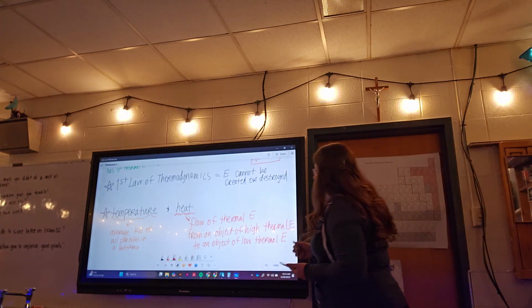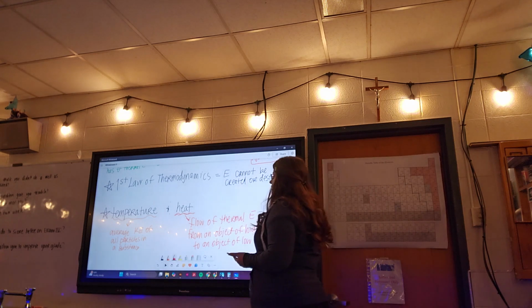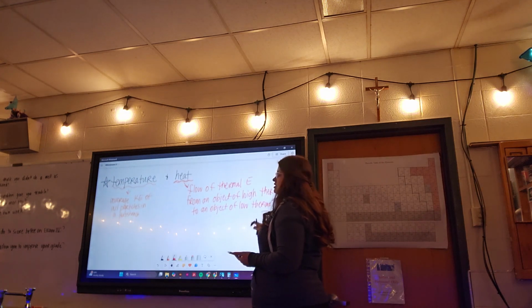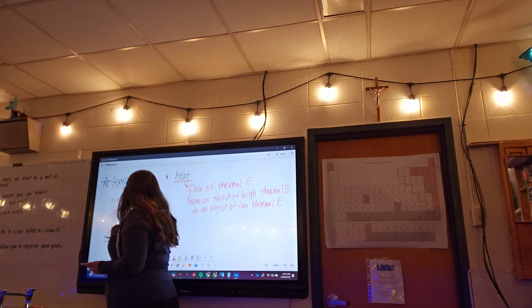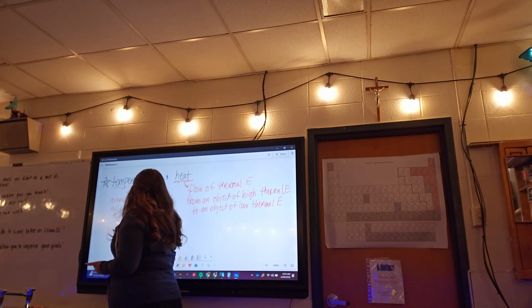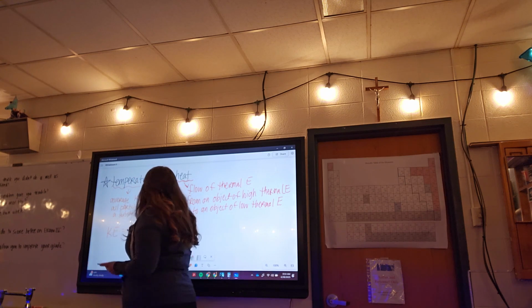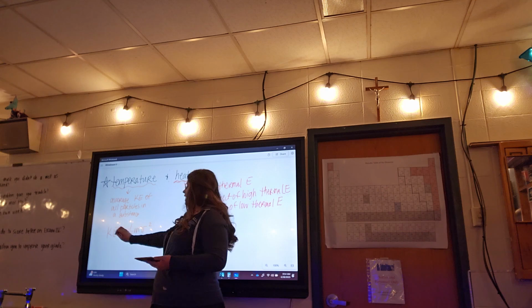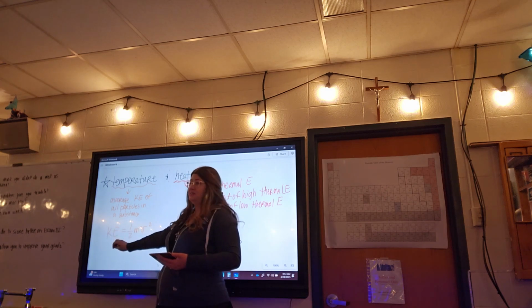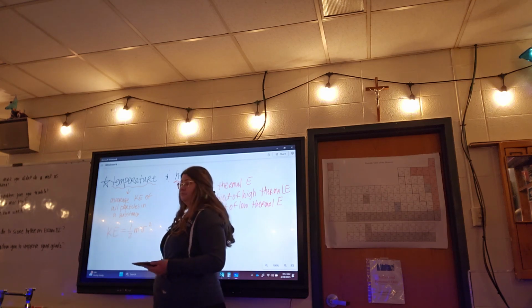Okay, so temperature is measuring the average kinetic energy of all the particles. How do we measure kinetic energy? Kinetic energy is always found by this formula, where m is the mass and v is the velocity. So really, kinetic energy then is a measure of how fast the molecules are moving, and that's it.